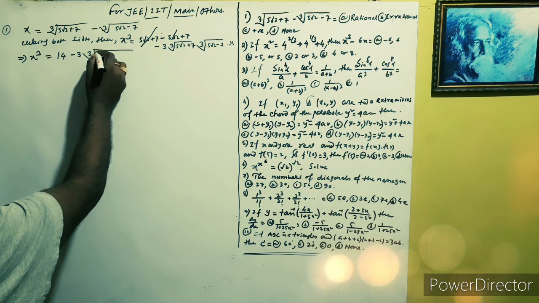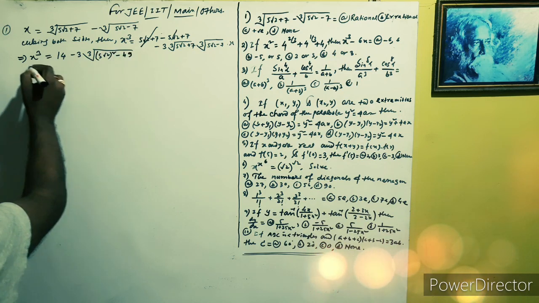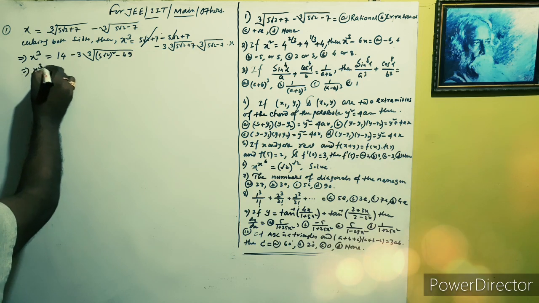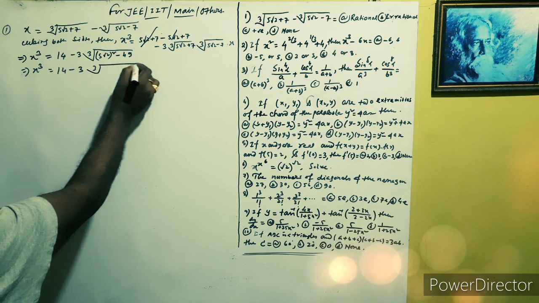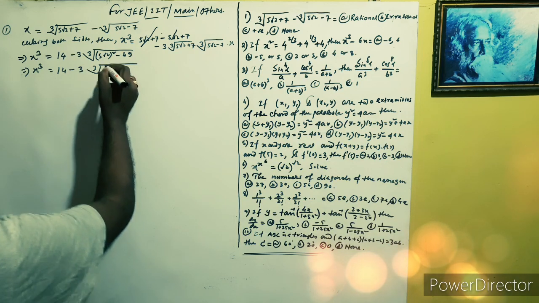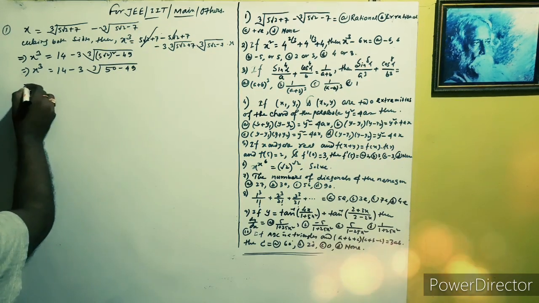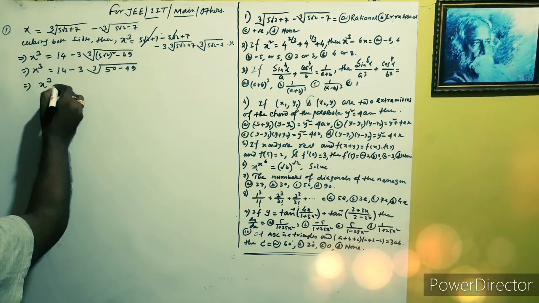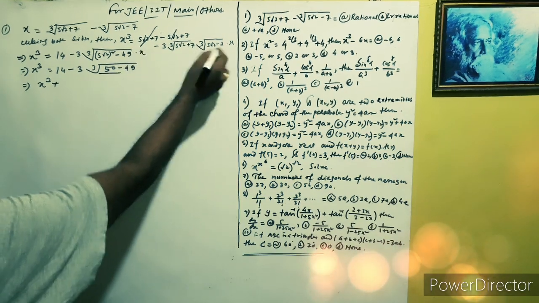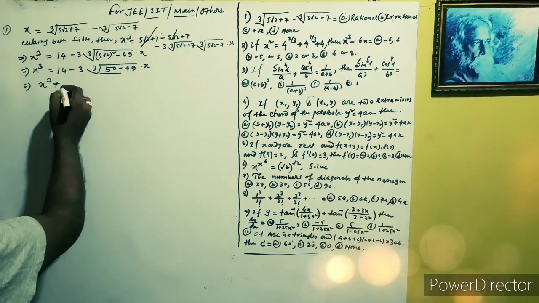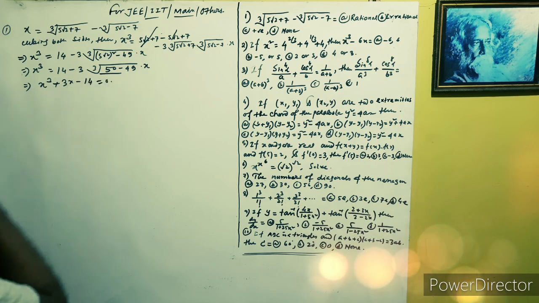So 5 root 2 whole square minus 49. So x cube equals 14 minus 3 times the cube root of 50 minus 49, which is cube root of 1, which is 1. So x cube plus 3x minus 14 equals 0.